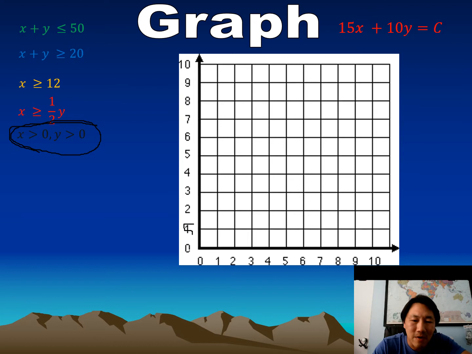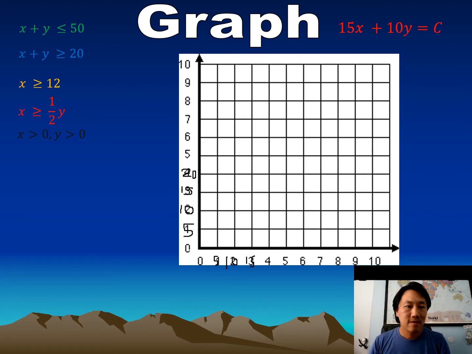So this is going to be by 5, 10, 15, 20, and then all the way up to 50 up there. And then same thing here. This is going to be 5, 10, 15, and so forth, all the way up to 50. All right, so you have to label your graph correctly, and then try to make everything fit.